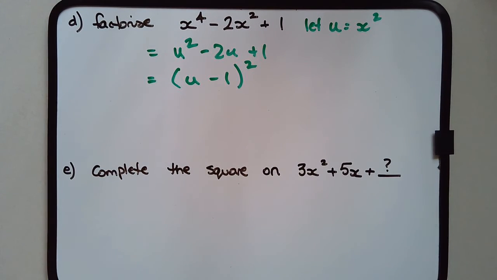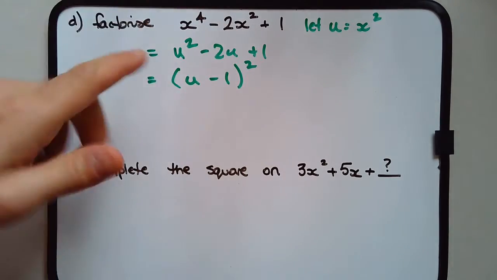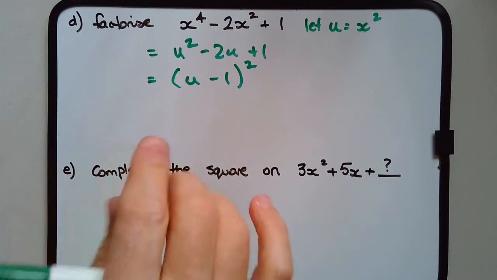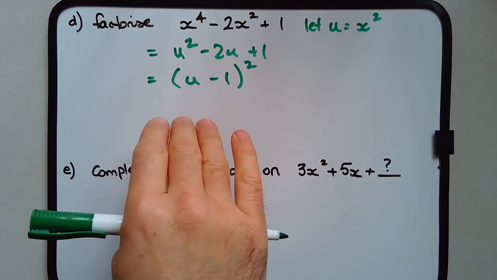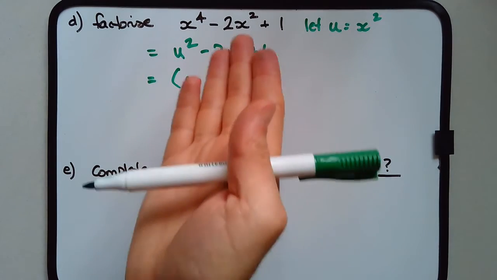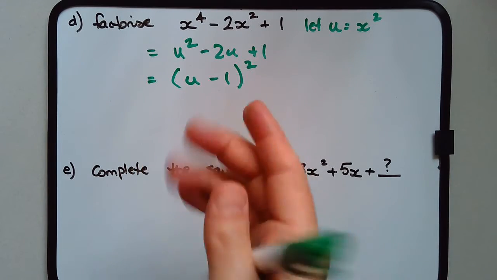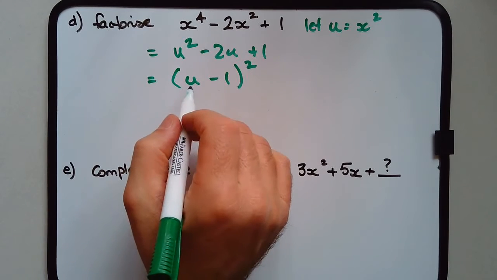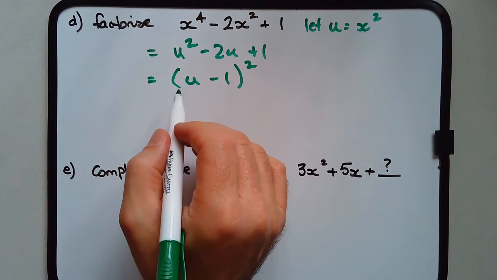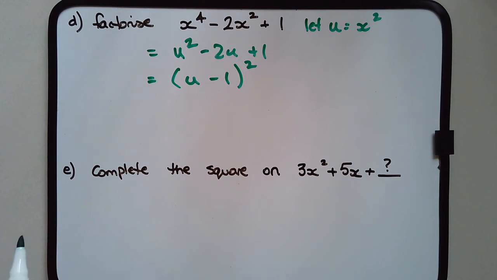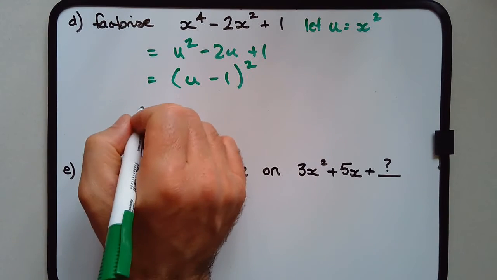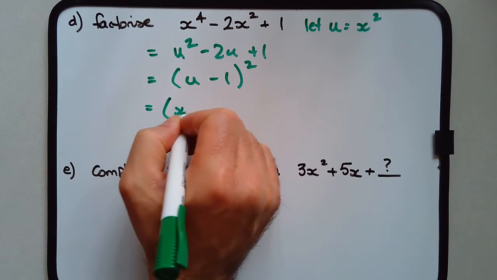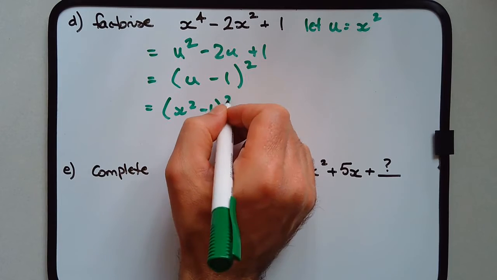We think, okay, well, fair enough, u squared minus 2u plus 1, that is a perfect square. But we don't want the factorized version of this to be in terms of u. We want it in terms of x. So now somehow we need to eliminate the u, or substitute out the u and substitute back in the equivalent in terms of x. So that's just x squared minus 1 all squared.